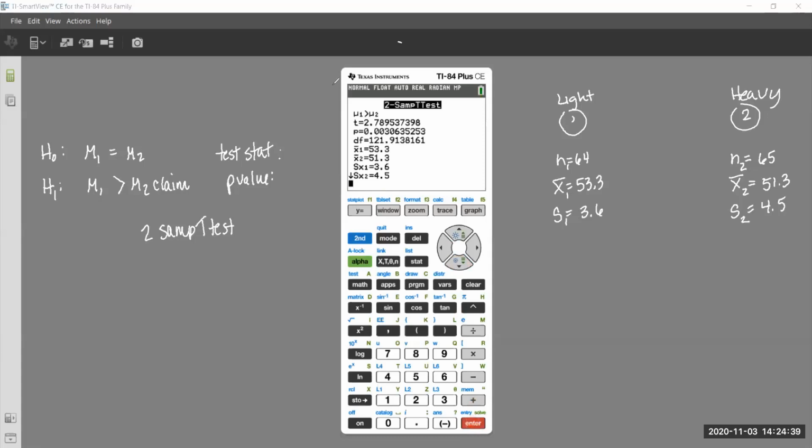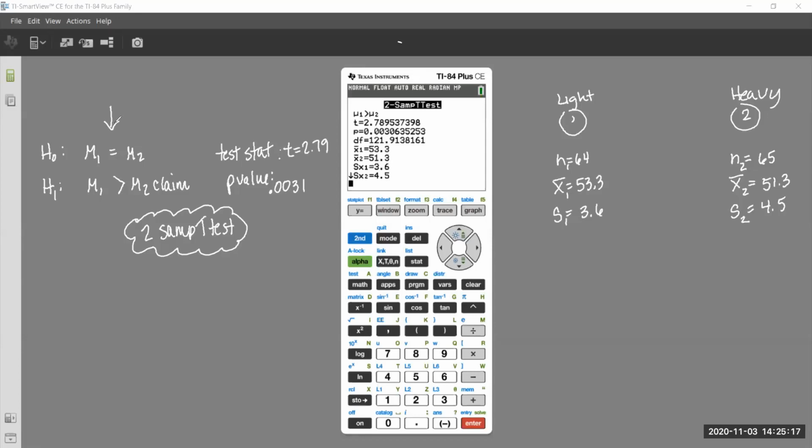We end up again with a test statistic, which is t equals 2.79, and our p-value is 0.0031. Now, what's nice is you already know how to write conclusions. You already know how to make a decision about reject or fail to reject. This is the only new part. Well, and I guess writing your hypothesis statements, they look a little bit different because they don't have a number. They have two symbols.